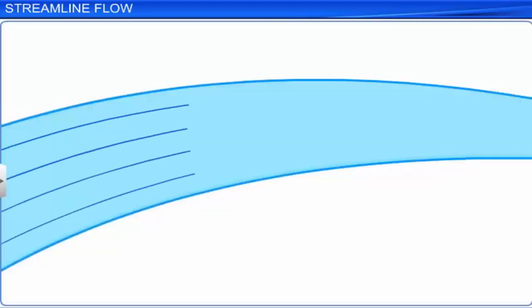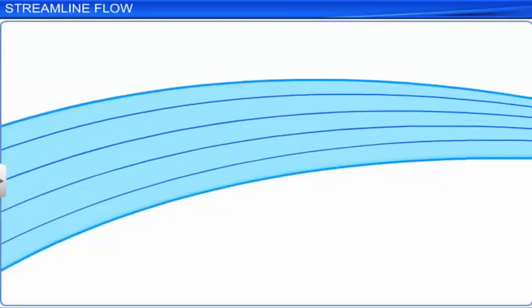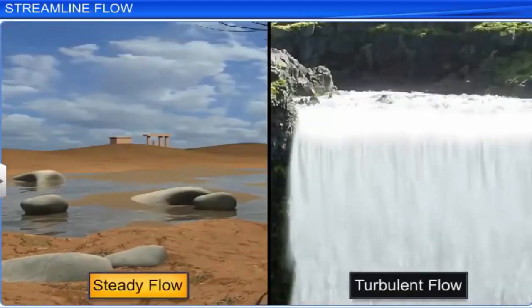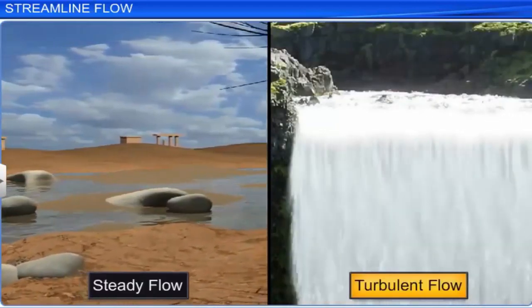The path taken by a fluid particle in its flow is called its line of flow. The direction of motion of the particle is given by the tangent at that particular point on the line of flow. Fluids can flow steadily or turbulently.